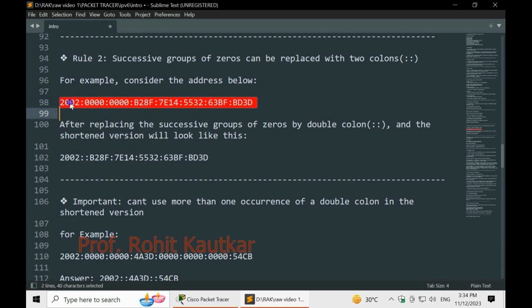So for example, how we have shortened this address, you can see the first group we have written as it is, that is 2002. Then followed by that, there were 2 successive groups of zeros. So instead of these 2 groups, I have written 2 colons over here, and the rest of the address is as it is. So this is how we have shortened the IPv6 address.